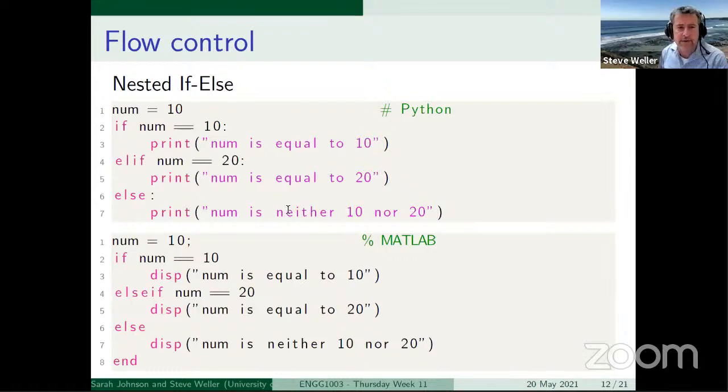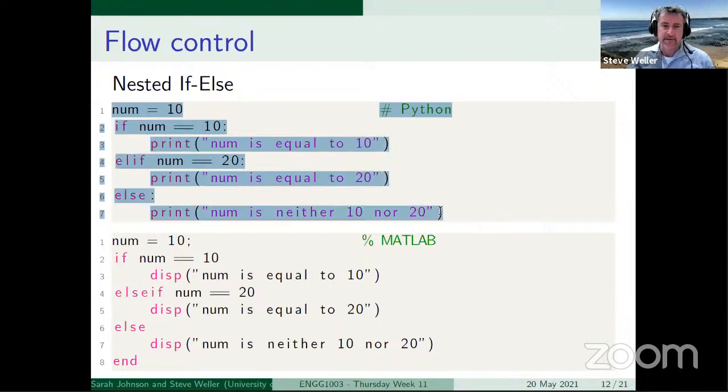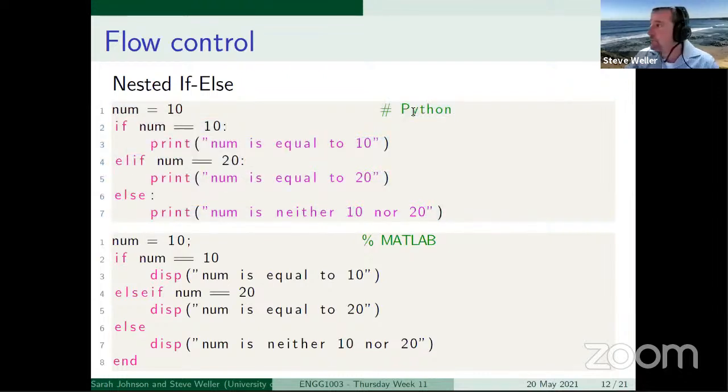Here are two pieces of code. The top half of the slide is code in Python. If you cut and paste the first 7 lines into the PyCharm editor, you could run this as a script. Notice that Python uses the hash symbol as the beginning of a comment, and MATLAB uses the percentage symbol. But if you just sit back and look at the code, they look very similar.